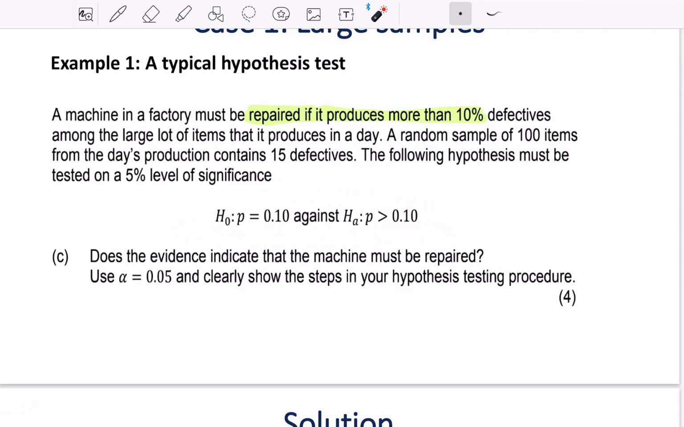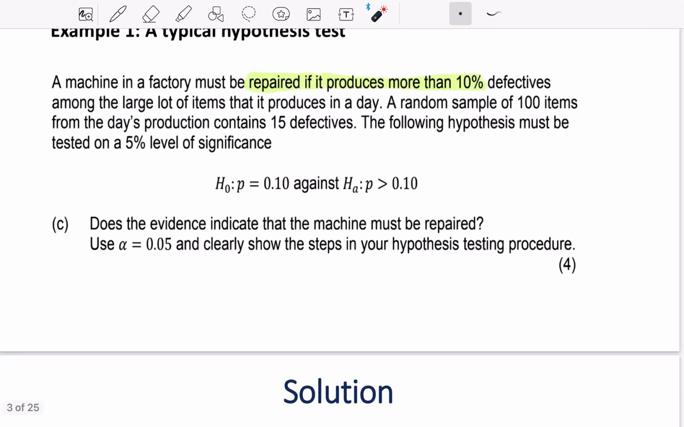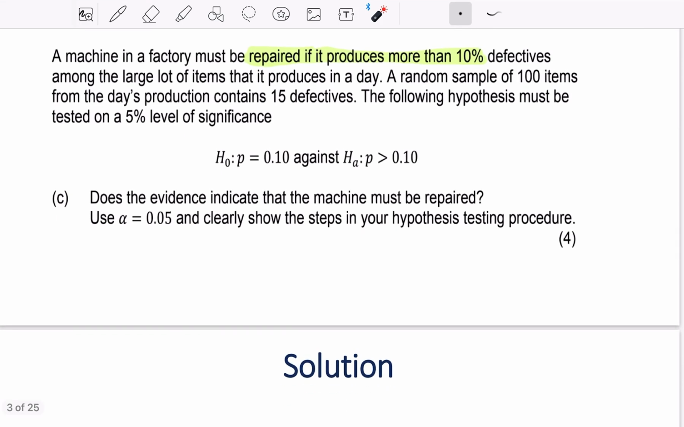As always, you believe that this machine must be repaired if it's more than 10%. That's why your alternative is greater than 0.1, because of "more than", and then the null hypothesis is that P is equal to 0.1. All right, so does this evidence indicate that the machine must be repaired? That's a question you should answer.